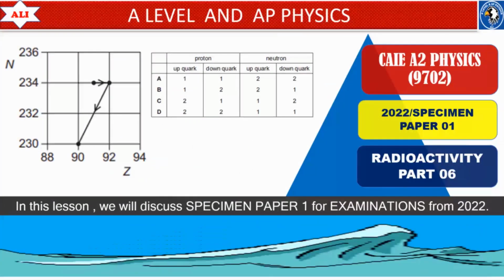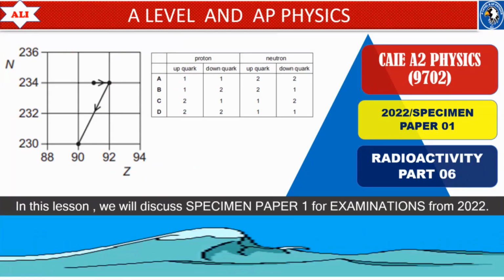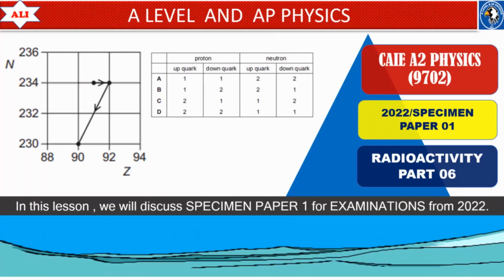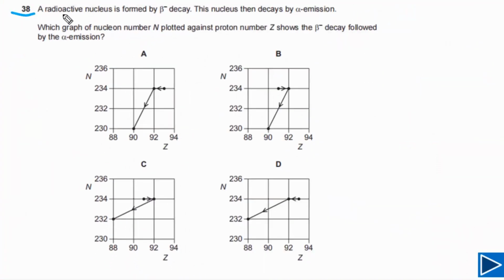Welcome to A-Level and AP Physics. In today's lesson, we will discuss some typical types of questions on radioactivity from Specimen Paper 1 for 2022 exams. For question number 38, it is given that a radioactive nucleus is formed by beta minus decay. This nucleus then decays by alpha emission. We need to find out which graph of nucleon number N plotted against proton number Z shows the beta minus decay followed by the alpha emission.